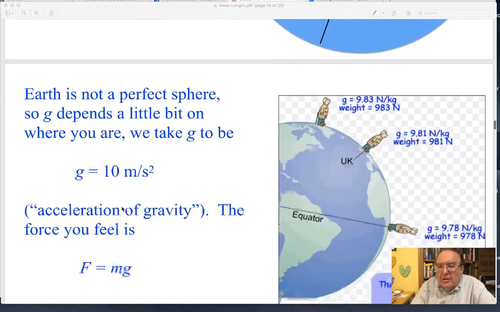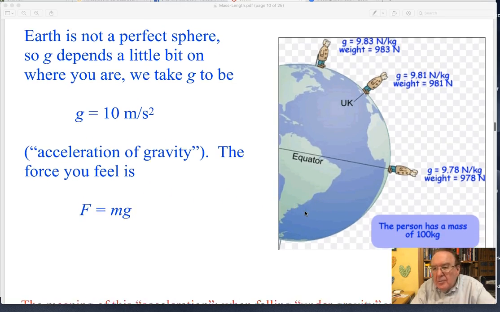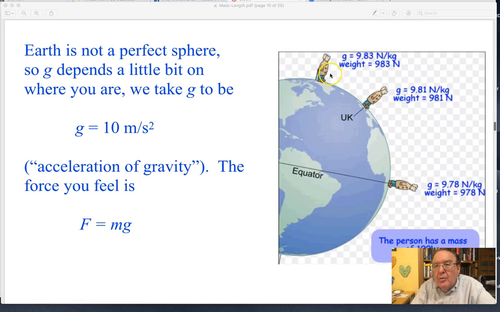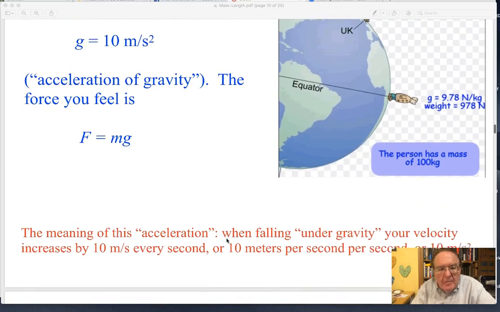Now this is another aside, not very important. The Earth is not a perfect sphere, so the acceleration of gravity depends upon where you are. Here's a British drawing here. If you're on the North Pole, you weigh a little bit more than if you're on the equator or in the UK. So you see it doesn't change by much. It's 9.83, 9.81, 9.78, right? They're really quite close. Okay?